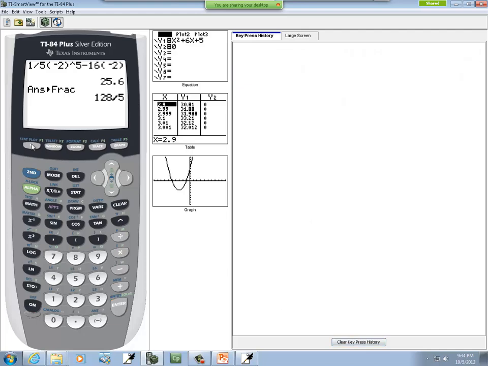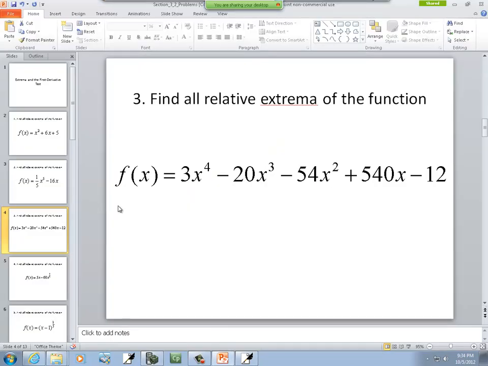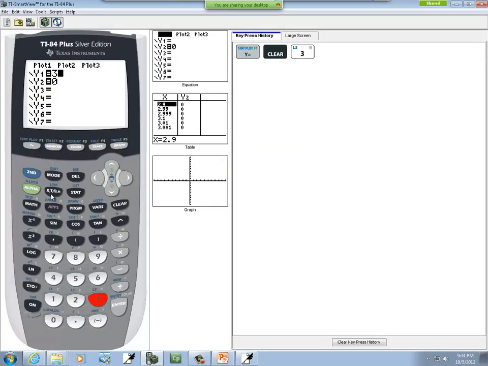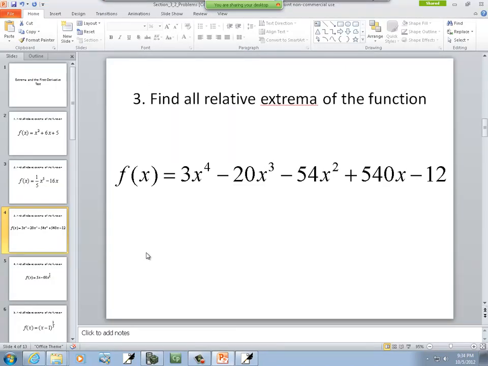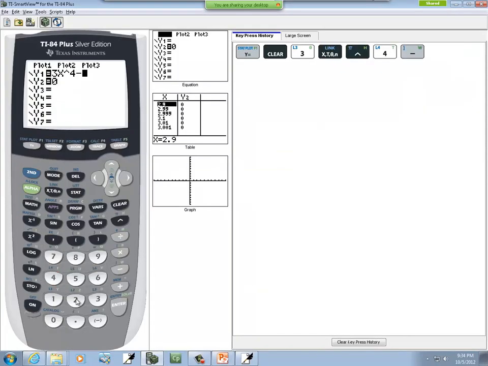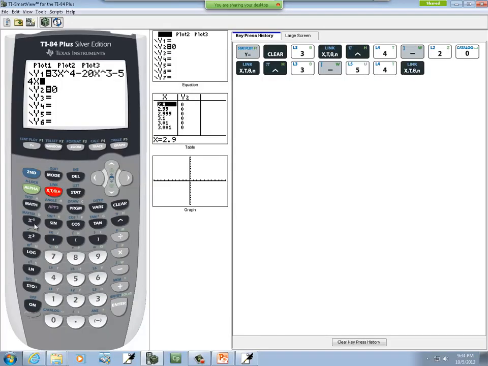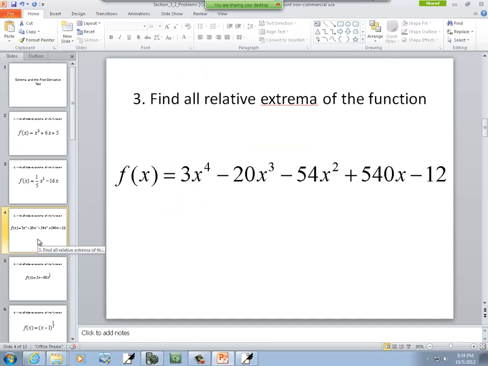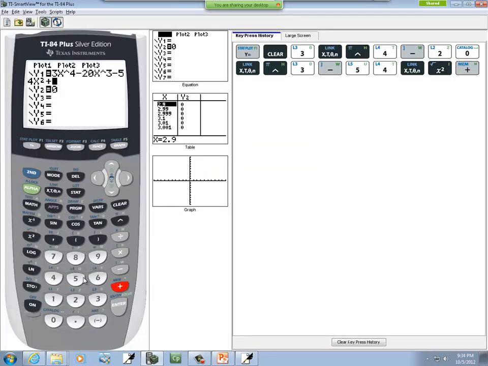Now you can do it by hand if you want. Go to y equals, press clear, and I got 3x to the 4th, so 3x caret 4, minus 20x to the 3rd, so minus 20x caret 3, minus 54x squared, so minus 54x squared, plus 540x, minus 12.